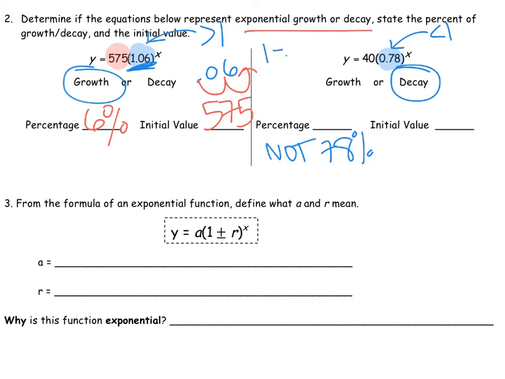Well, 1 minus 0.78 is 0.22. If I move the decimal over to the right twice, that's a 22% decrease. The initial value, again, is always right out front of the parentheses, would be 40. All right, let's move on to the next piece.